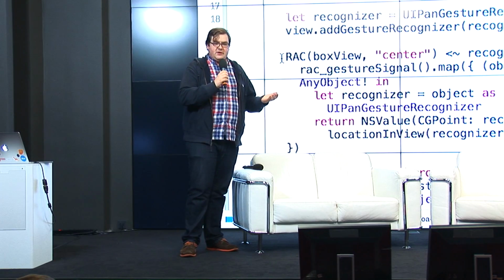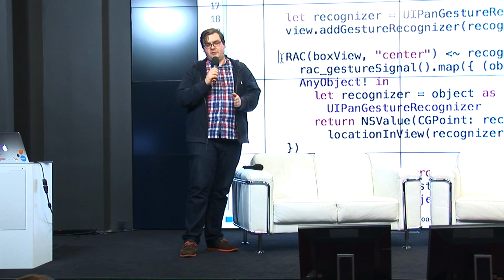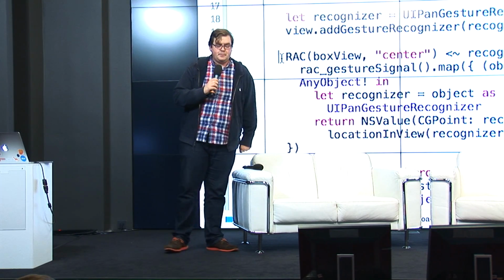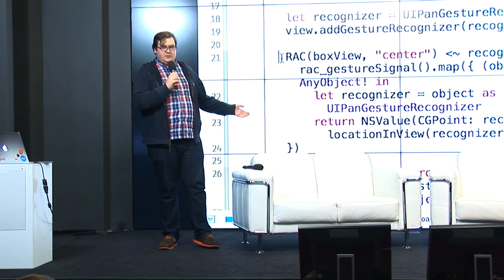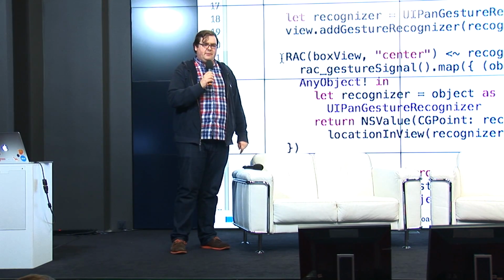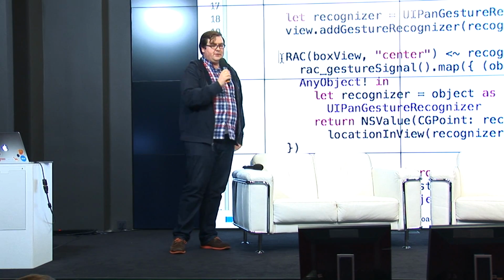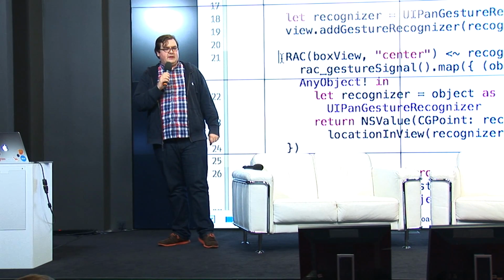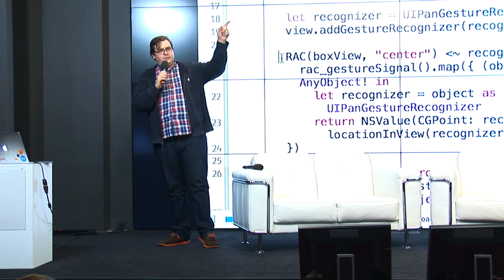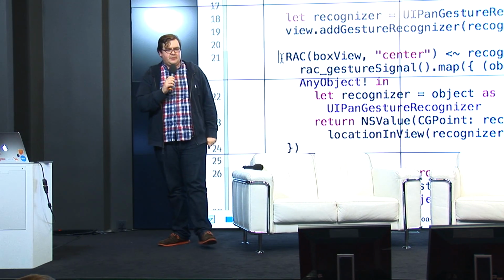So we can map the gesture recognizer to be the location in our view. Once we have the location, we just bind it to the center property of the box, and the box follows our finger. So with basically 2 or 3 lines of code, we've got code that lets you move something around the screen just by dragging your finger.